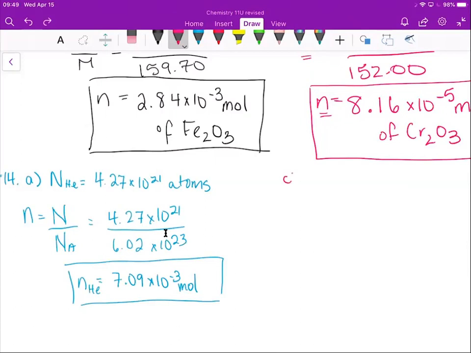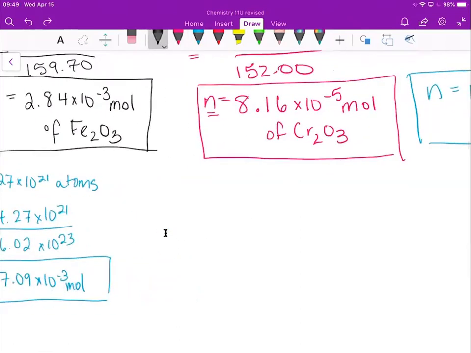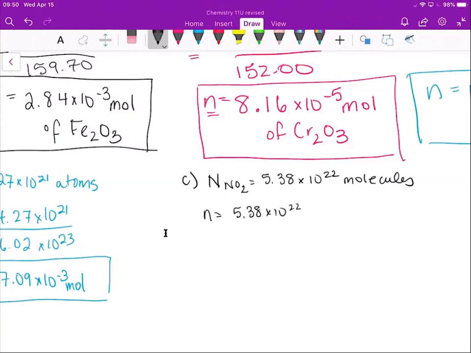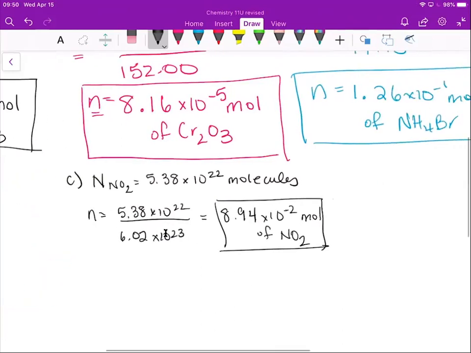Oh, I don't want to do red on red. And then we have the number of nitrogen dioxide, 5.38 times 10 to the 22 molecules. Okay, so I get that.